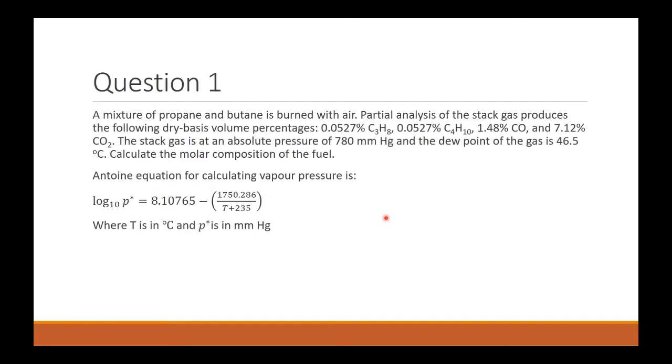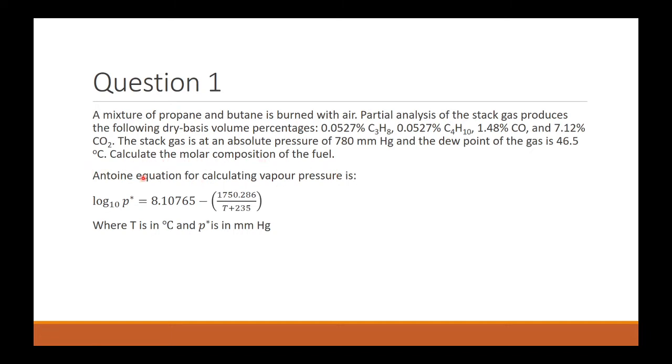A mixture of propane and butane is burned with air. Partial analysis of the stack gas produces the following dry basis volume percentages: you have some amount of propane, butane coming out. You also produce carbon monoxide and CO2. The stack gas is at an absolute pressure of 780 mmHg, and the dew point of the stack gas is 46.5 degrees Celsius. Calculate the molar composition of the fuel.